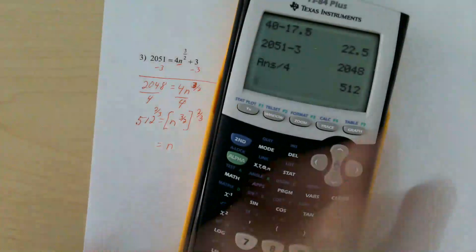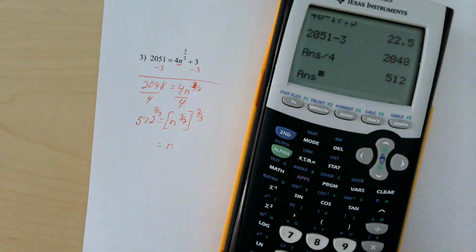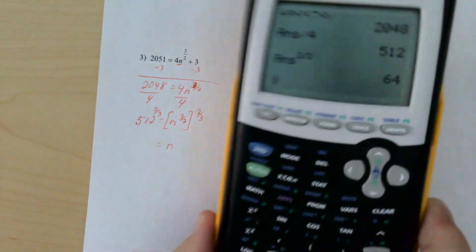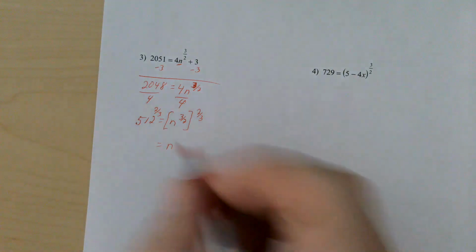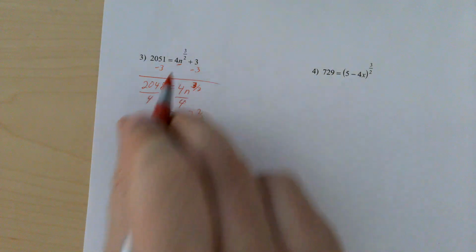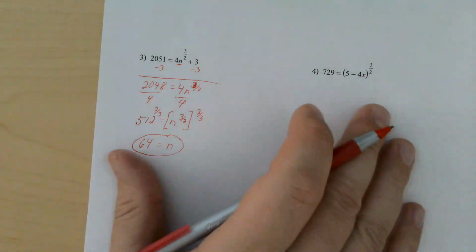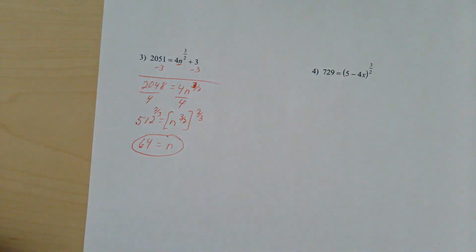So here's my calculator. You can see I have 512, and I just need to raise it to the 2/3. And it tells me 64. Okay, and I promise you, you plug in a 64, 4 times 64 raised to 3/2 plus 3, you get a balanced equation.